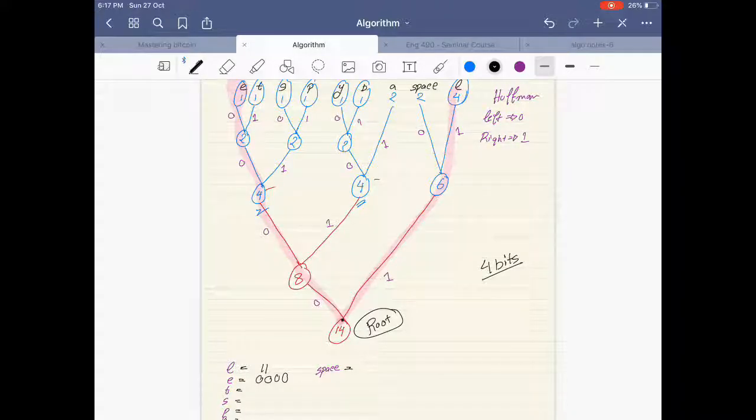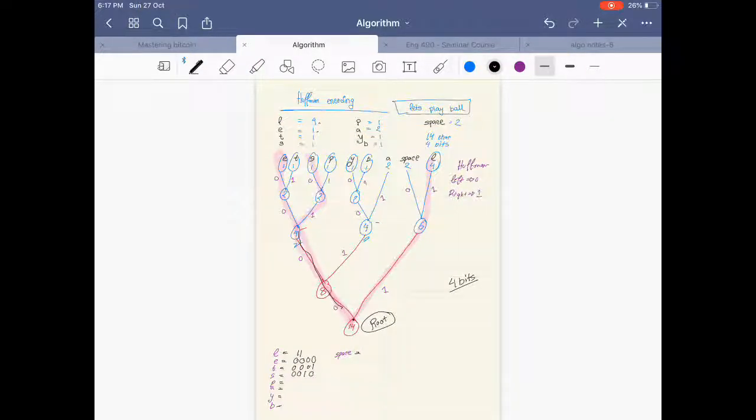Okay, then T. So T would also have the same number of bits, however it would be 0, 0, 0 and 1. How about S? So 0, 0, 0, 1, 0. So in this process, let's write all of them down.